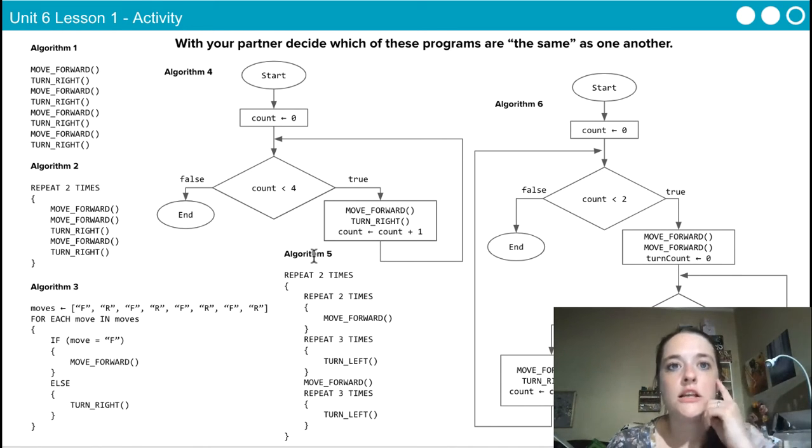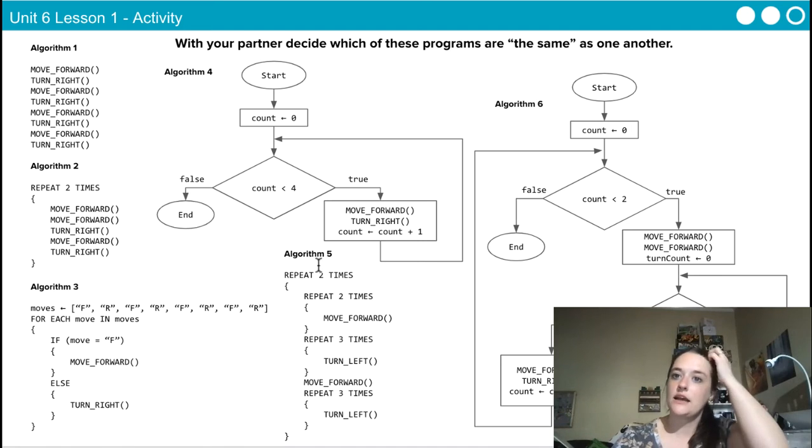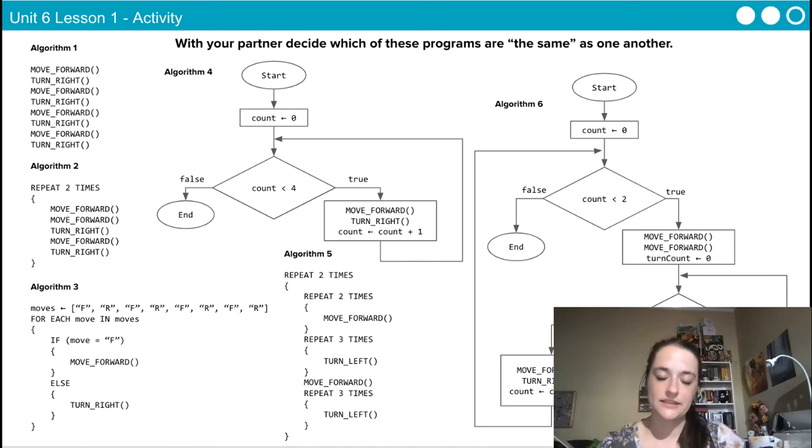Okay, so some of these algorithms would turn a robot right by turning left 3 times. It's debatable whether we can really call these algorithms the same. Some of these algorithms create lists or variables to store information. Depending on the context, we may not be able to call these algorithms the same. They may accomplish the same objective, but they're not technically the same.